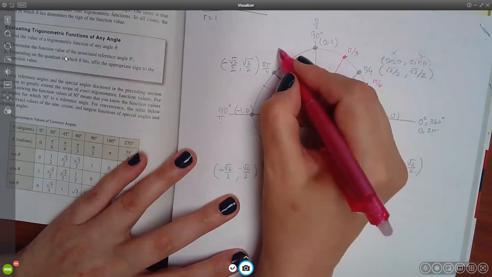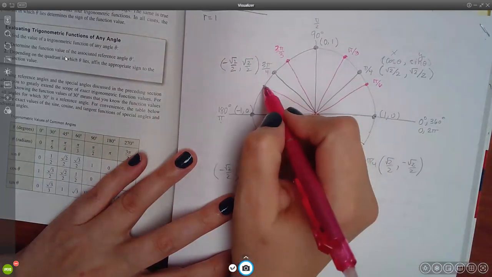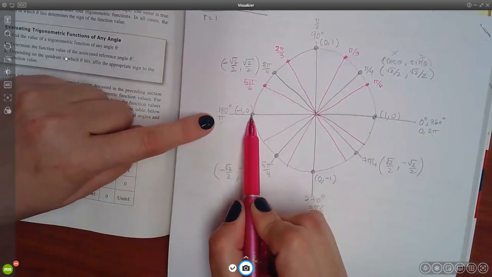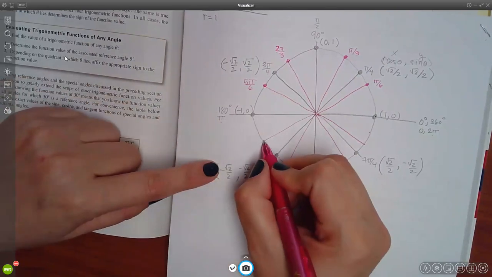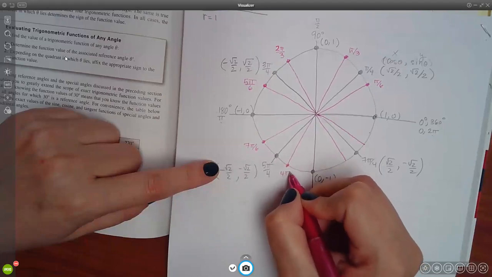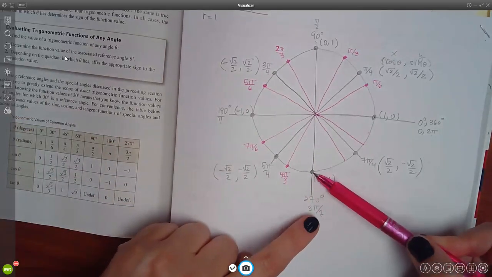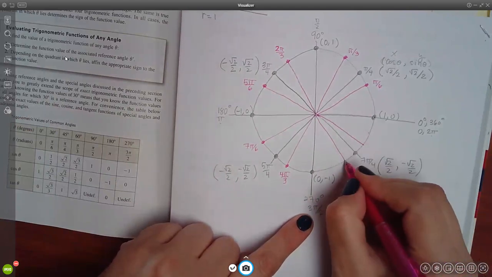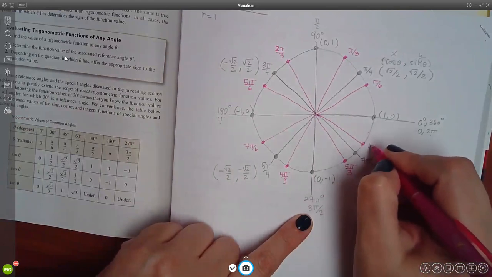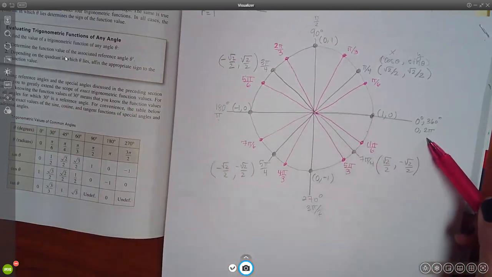This one is four pi over six, which reduces to 2 pi over 3. 5 pi over 6 does not reduce. And then 6 pi over 6 is just a pi, right? And now here we have 7 pi over 6. 8 pi over 6 is 4 pi over 3. 9 pi over 6 reduces to 3 pi over 2. 10 pi over 6 reduces to 5 pi over 3. Here we have 11 pi over 6. And then finally 12 pi over 6, which is the same as 2 pi.